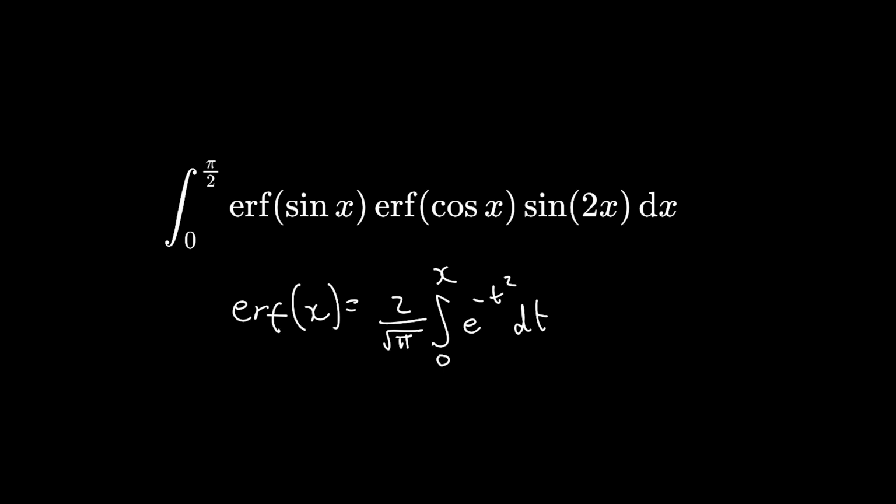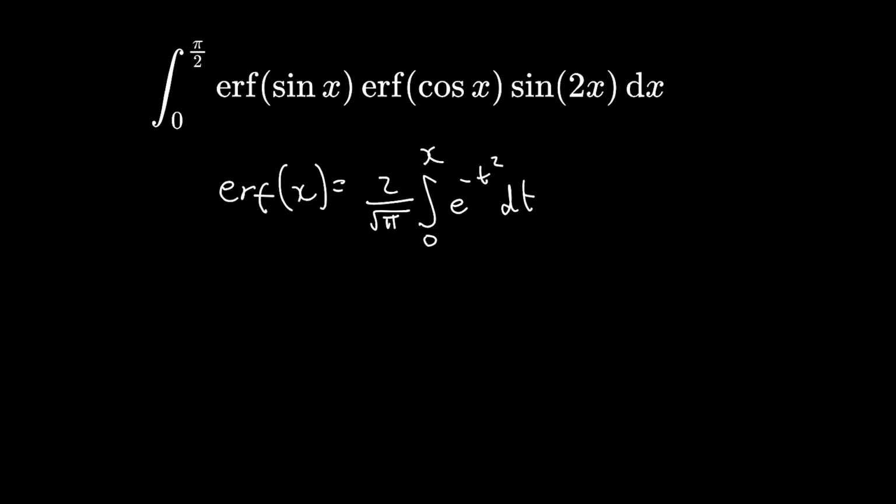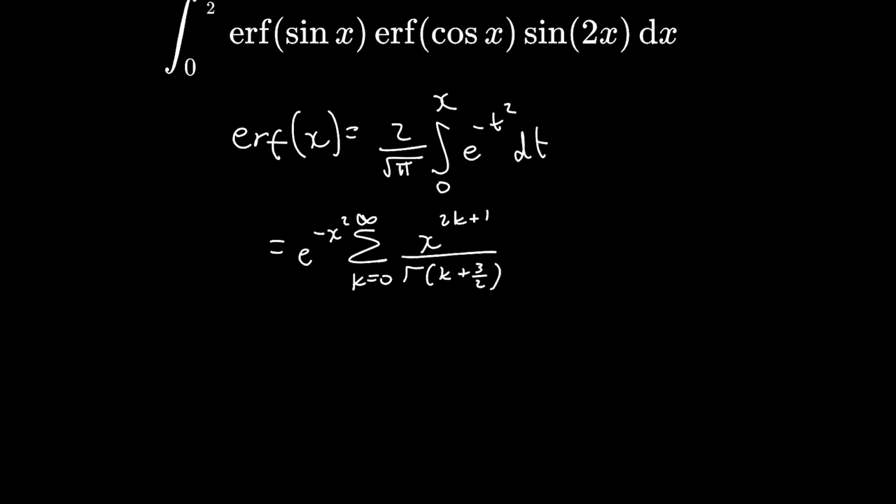We're actually going to be using its series expansion, which is e to the minus x squared times the sum from k equals 0 to infinity of x to the 2k plus 1 over the gamma function of k plus 3 over 2. So if we go ahead and use this series expansion in place of our error functions in our integrand, we end up with the integral between 0 and pi over 2.